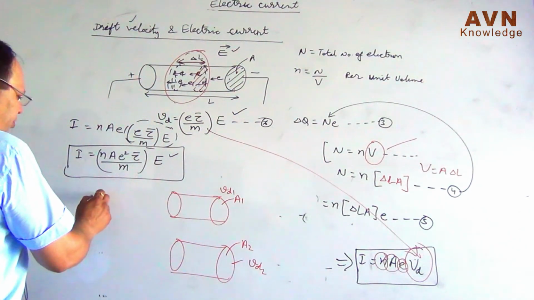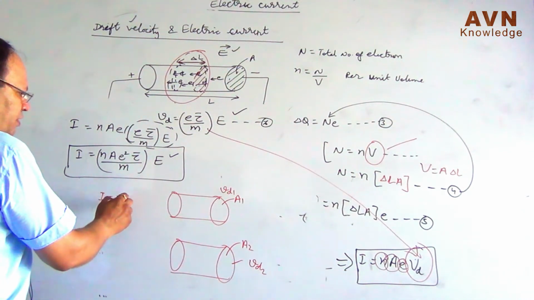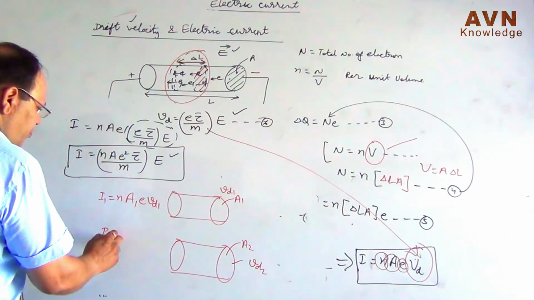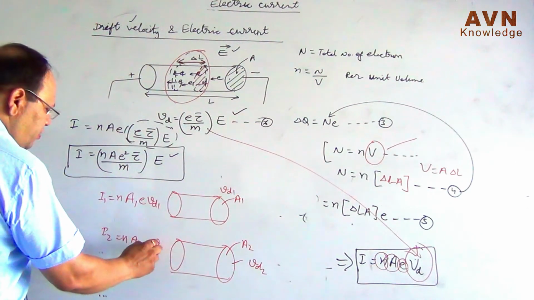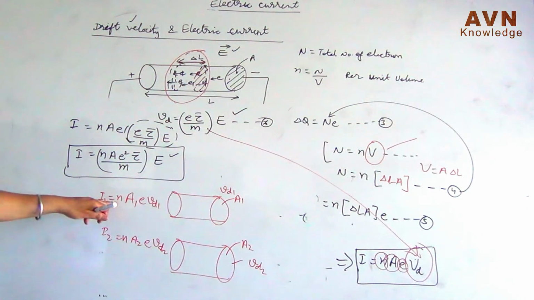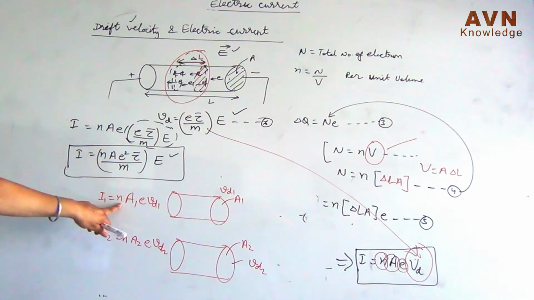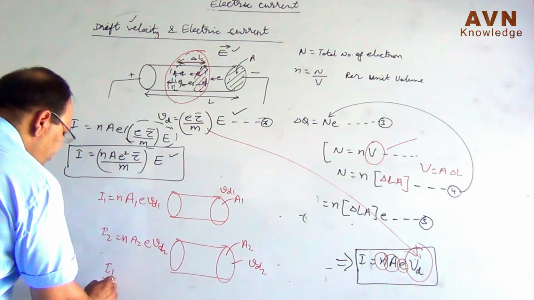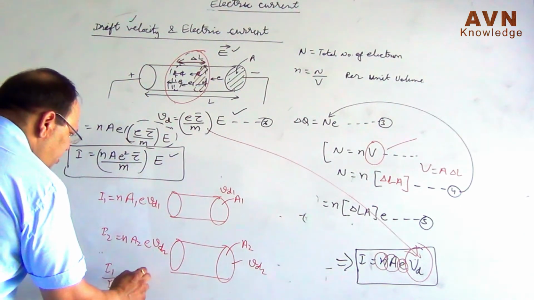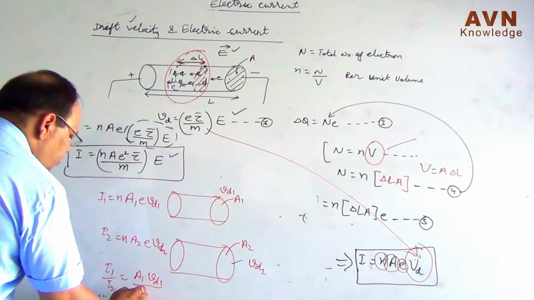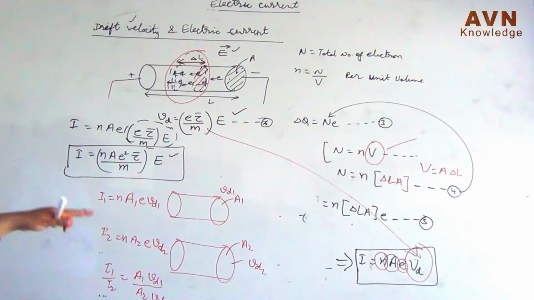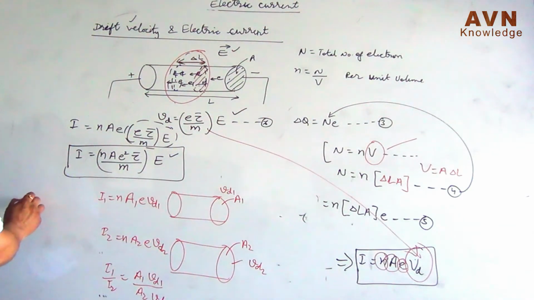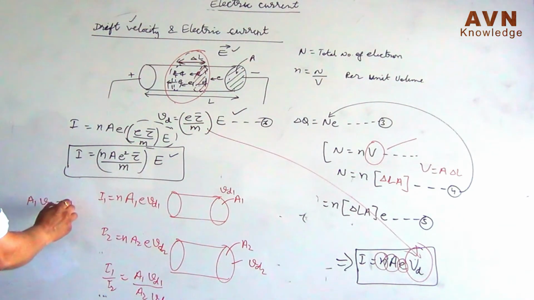So if you calculate I1, I1 equal to n A1 e into Vd1, and here I2 equal to n A2 e Vd2. So here the number of electrons per unit volume and charge of electron are constant. Then what is the relation between I1 and I2? I1 upon I2 equal to A1 Vd1 upon A2 Vd2. If the current is same, then A1 Vd1 equal to A2 Vd2.